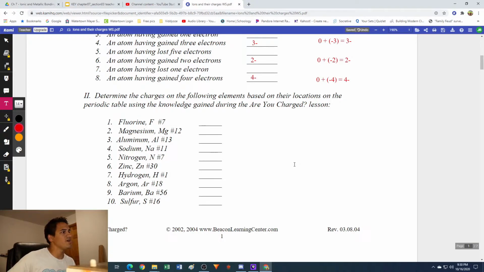Determine the charges on the following elements based on their locations on the periodic table using the knowledge gained during the charge lesson. Okay, well, we haven't done any charge lesson, but we're going to be able to do this using our periodic table. So first one we have here is fluorine. Okay, so let's pull up our periodic table.